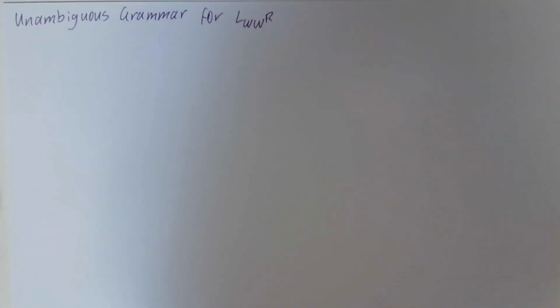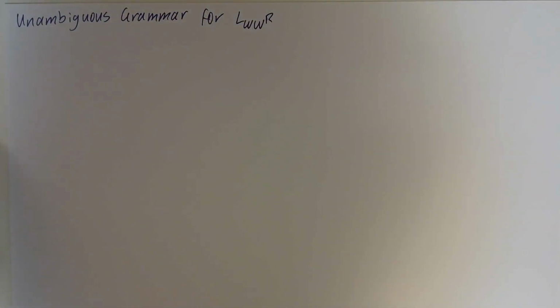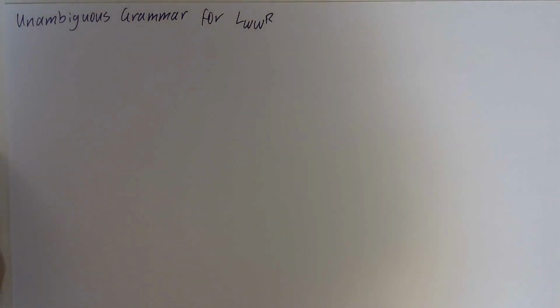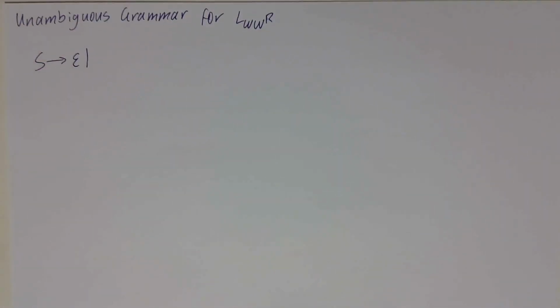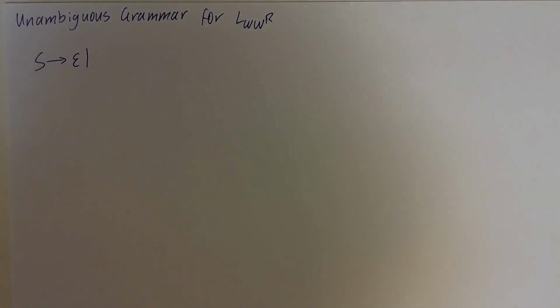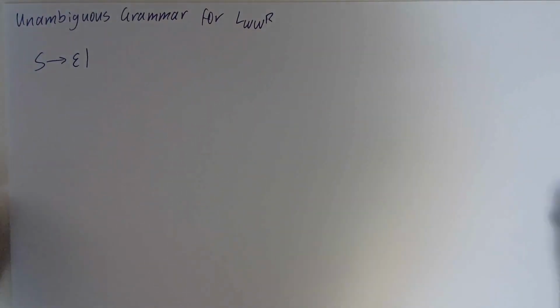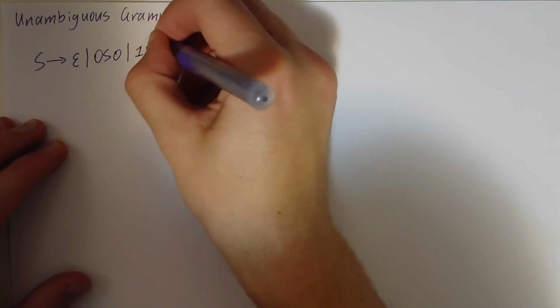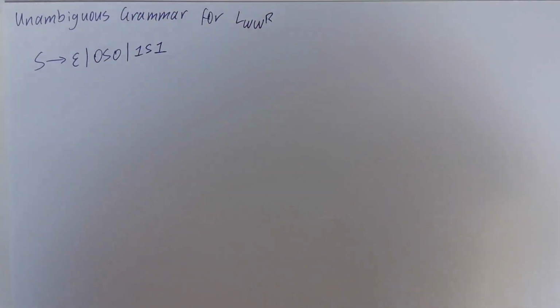Let's now consider how to construct an unambiguous grammar for this language. Thankfully, constructing the grammar is pretty easy. We can think of what the smallest possible even length palindrome is, which is our epsilon. And we can consider the fact that if I have an even length palindrome and I add the same character to the end of it and the start of it, it's still an even length palindrome, which gives us these other two productions. Okay, we've got the grammar.